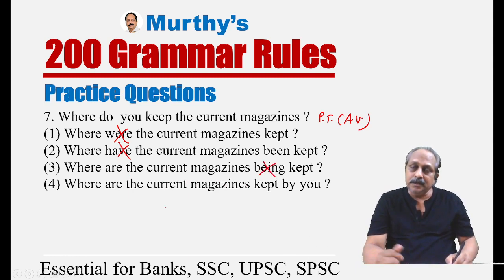Being goes with a continuous tense. What is the answer? It is present tense. You cannot use were, you cannot use have the current magazines been kept. That is present perfect, not correct. Answer is the fourth option. Where do you keep the current magazines? Where are the current magazines kept by you? This is a question in passive voice. Where are the current magazines kept by you?